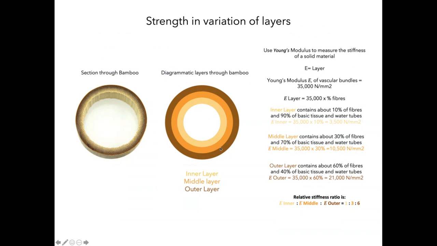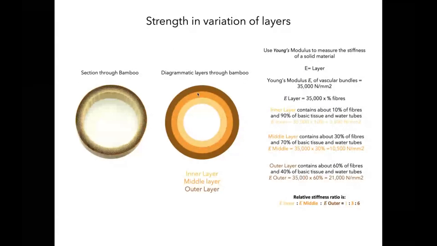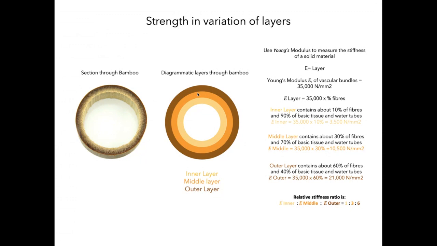Here, the inner layer contains 10% fibers and 90% basic tissue. The middle layer contains 30% fibers and 70% basic tissue. And the outer layer contains 60% fibers and 40% basic tissue. So the stiffness ratio is 1:3:6. This is really good, because we then know that when we're cutting to make splits, we should use material nearer to the outside, because that's where the strength of the bamboo is. You can also use the inside, but if you can catch the outer rim of the bamboo, that's going to give you the most strength.